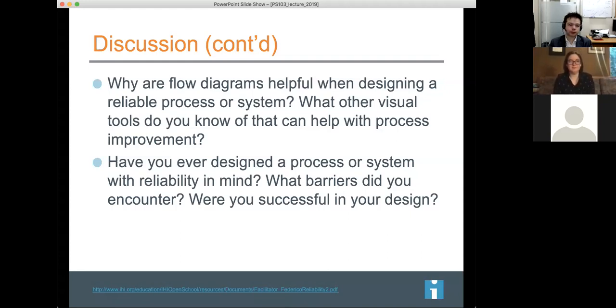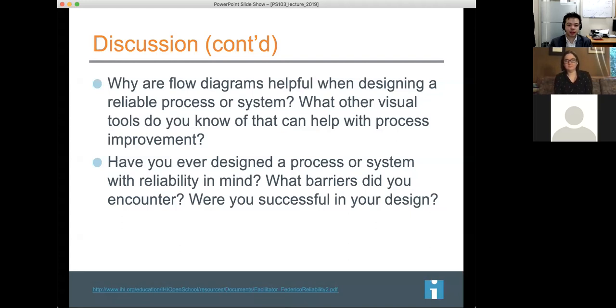All right, and the last discussion point to think about is, have you ever designed a process or system with reliability in mind? As in, like, the test and the retest situation. Any barriers that you encountered, or were you successful, and have you got an example you can share with us? Maybe that's something you can all have a think about in the future. Yeah, I can share a recent thing that I did.